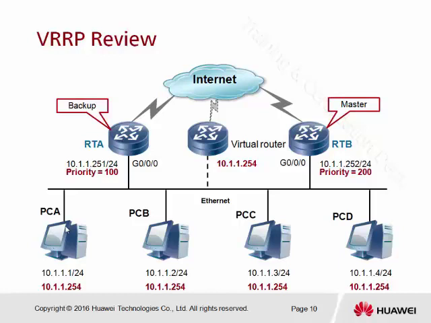Because after we enable VRRP, this IP address will appear and show every single PC which router is using this virtual IP. So right now, router B has the highest priority, so it becomes the master in the network.